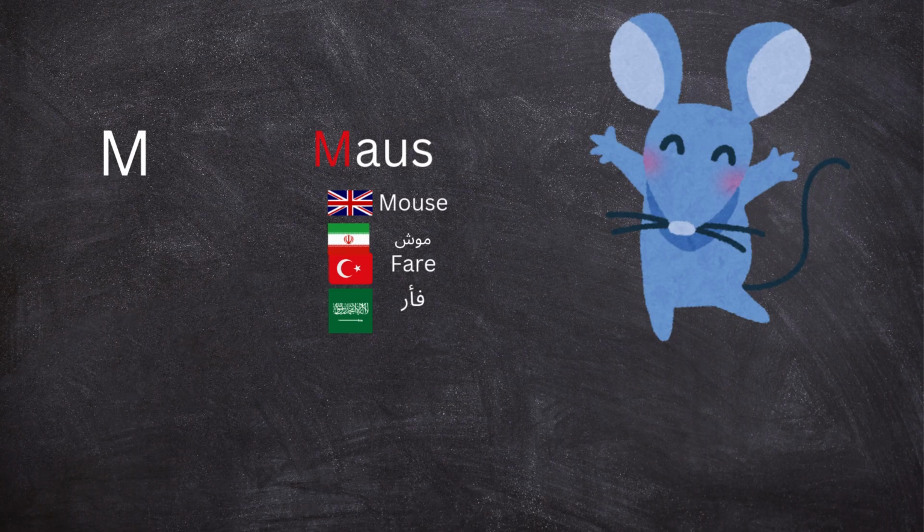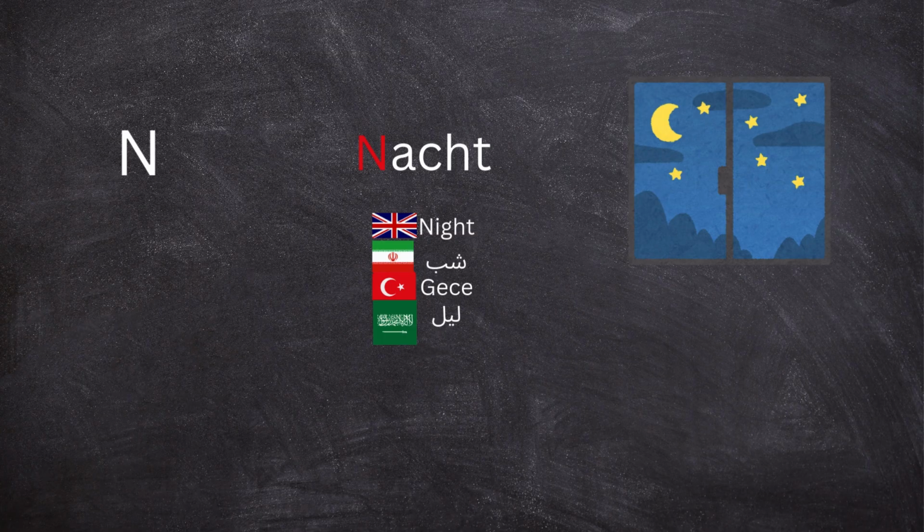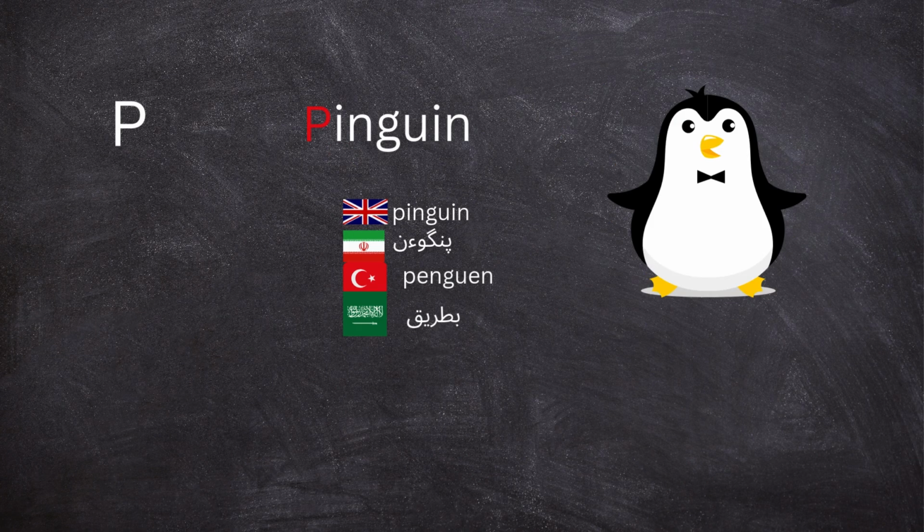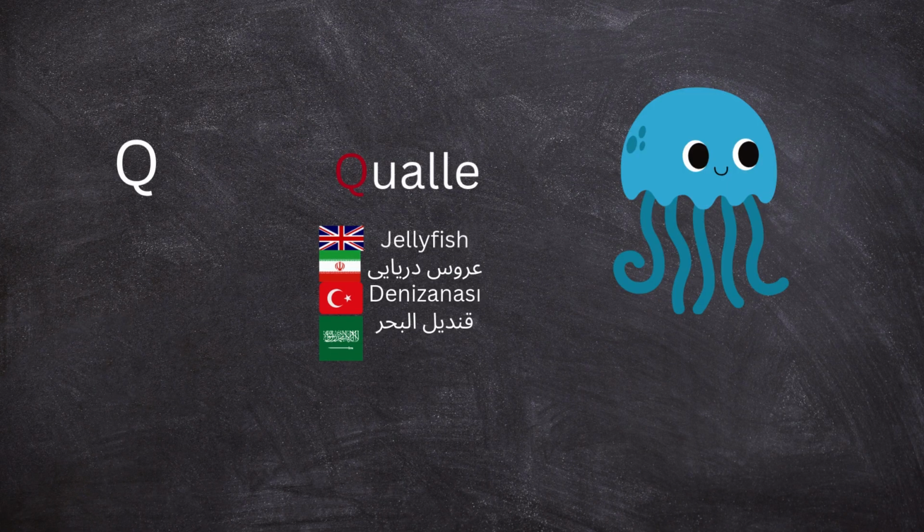The next letter is M, like in Maus. The next letter is N, like in Nacht. The next letter is O. Say it like this. O, like in Orange. The next letter is P. Say it like this. P. The next letter is Q, like in Koala.